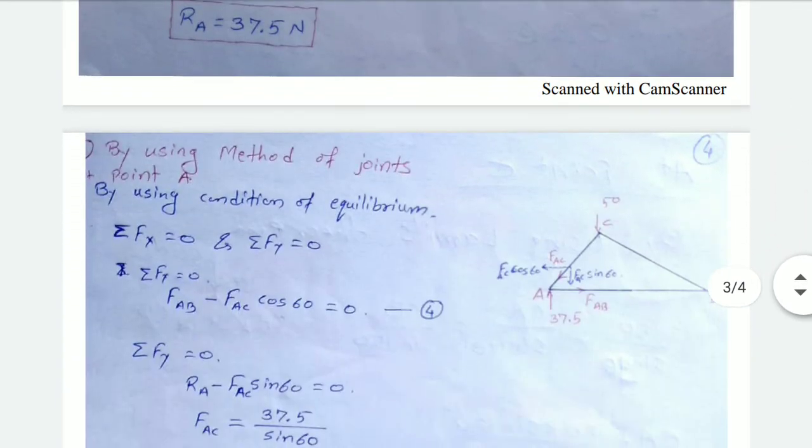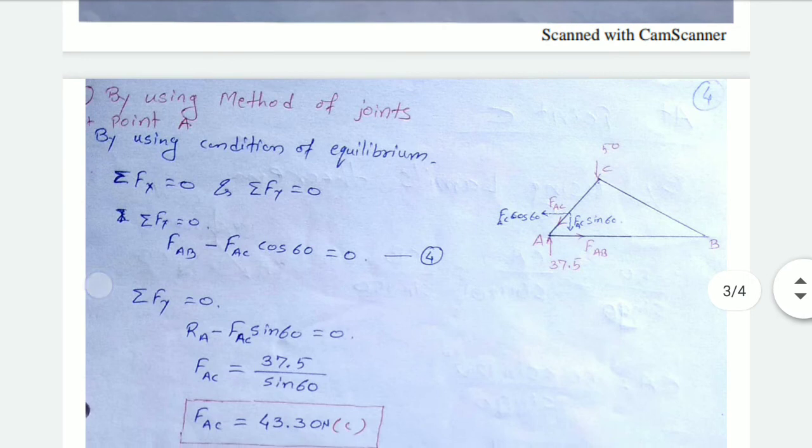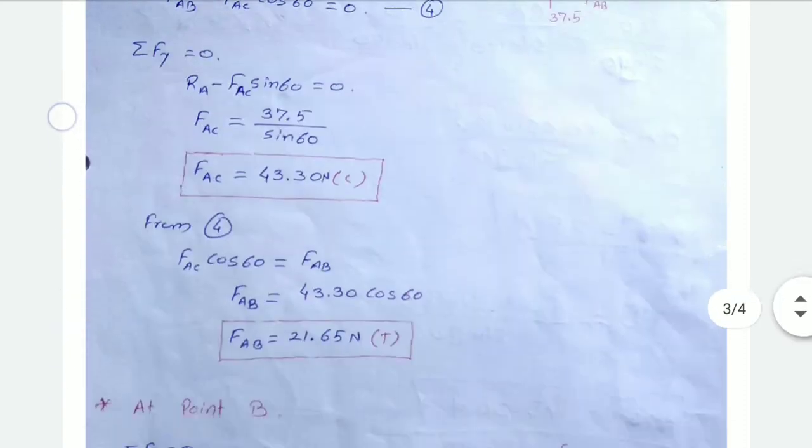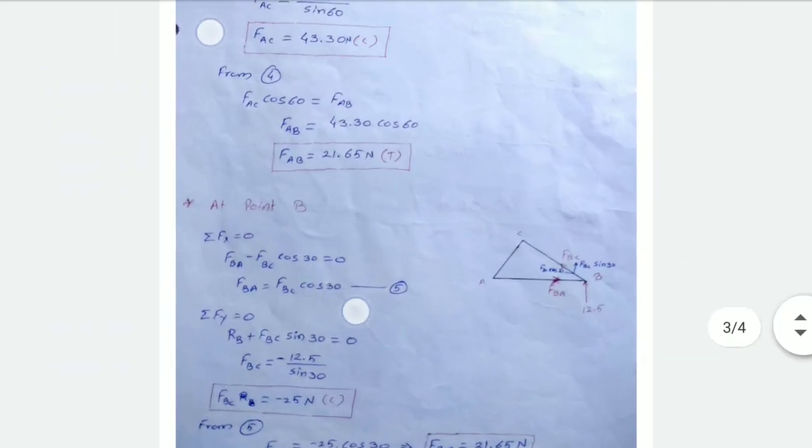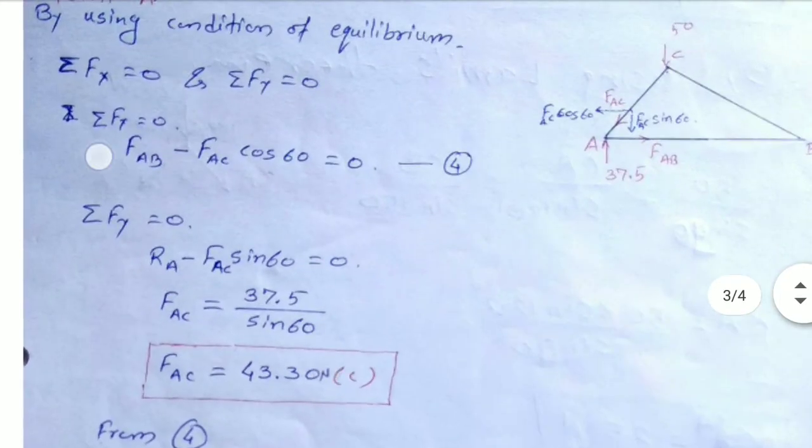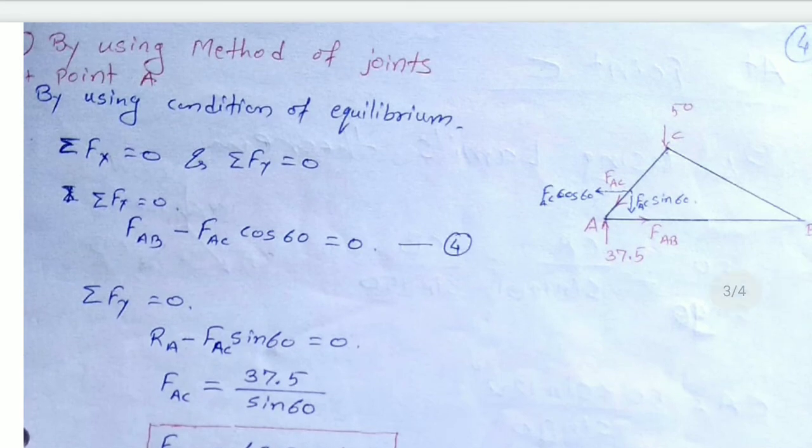So we are using the method of joints. We have to resolve all the forces by considering the points one at a time. The first point is point A. At point A we have to resolve the forces: FAC is there and FAB is there. FAC is coming because the 50 N force is applied in the downward direction.